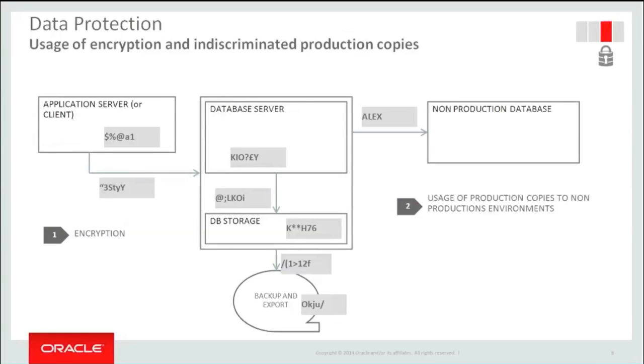So the third area is related to data protection. We ask a lot of questions about encryption. Does your application encrypt the data? Does it encrypt the username and password that are stored in the application table? Is the network between the application server and the database server encrypted? Is the database server encrypted? Is the network between the database server and the storage encrypted? Is the storage encrypted? Is the network between this machine and the backup and export encrypted, and are the backup and export encrypted or not?